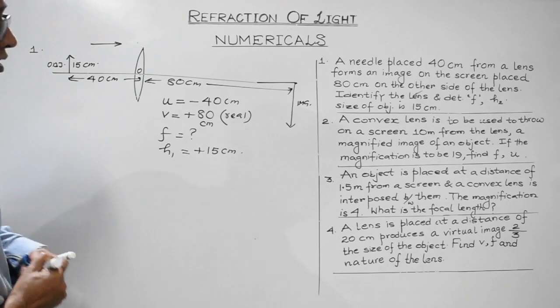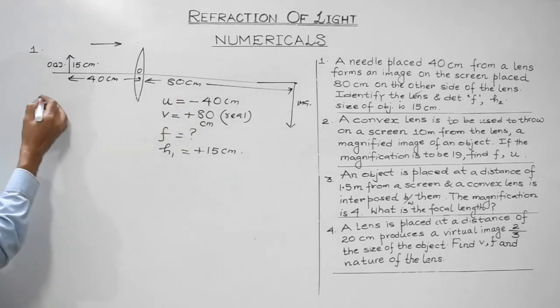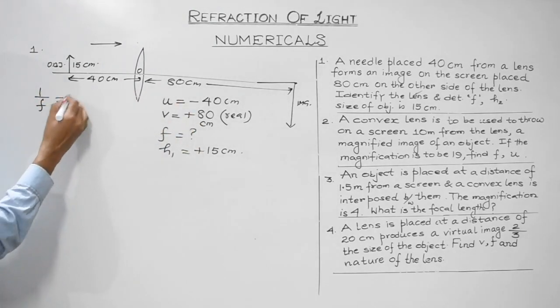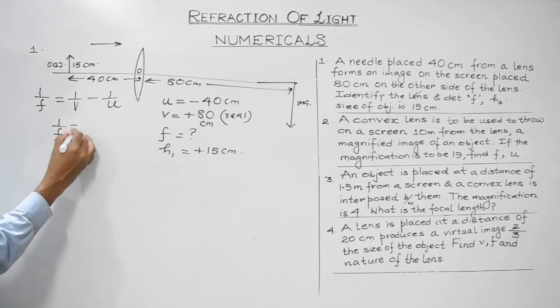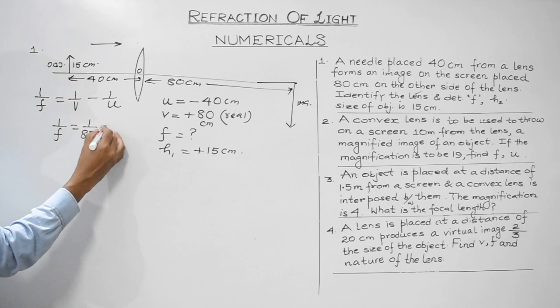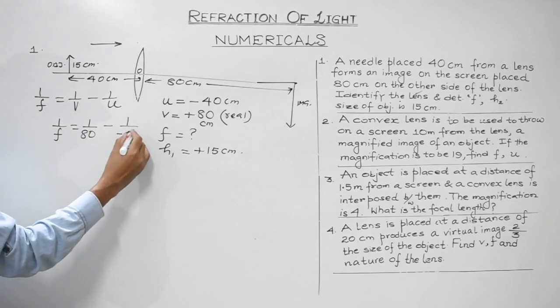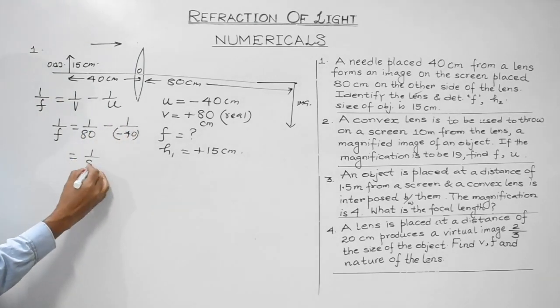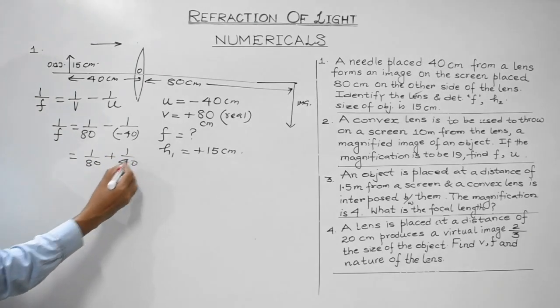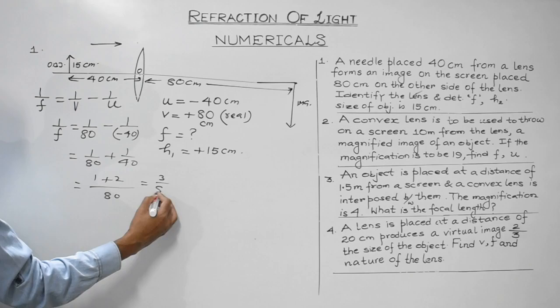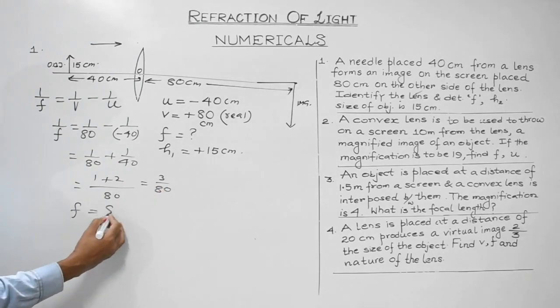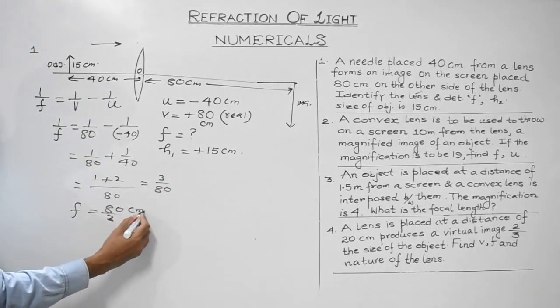Now let's solve it. What's the relationship between these three? It is 1 by F is equal to 1 by V minus 1 by U. Let's substitute the value and solve it. 1 by V, 80, minus 1 by U, it is minus 40. So it is 1 by 80 plus 1 by 40. So 80 is LCM, 1 plus 2, that is 3 by 80. So focal length would be 80 by 3 centimeter.